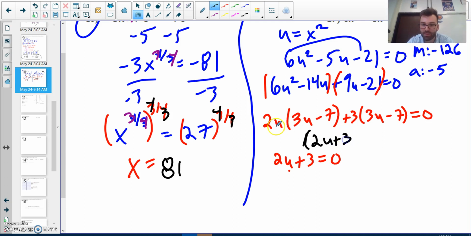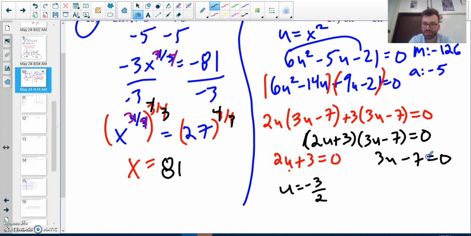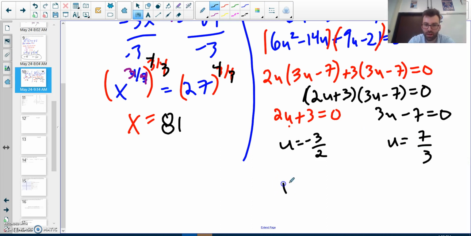So that 2u plus 3, and I get 3u minus 7. And it equals 0. So u here equals negative 3 over 2. And 3u minus 7 equals 0. So u equals 7 over 3. Alright, since I used u substitution, I'll have x squared equals negative 3 over 2, and x squared equals 7 over 3.